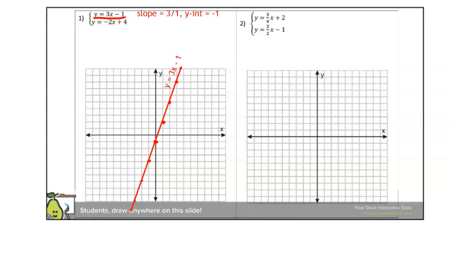Now let's take a look at the other equation. y = -2x + 4. Let's write down the slope and the y-intercept for that equation. All right, here's my slope and here's my y-intercept. The y-intercept tells me that the first point I'm going to plot is at +4.